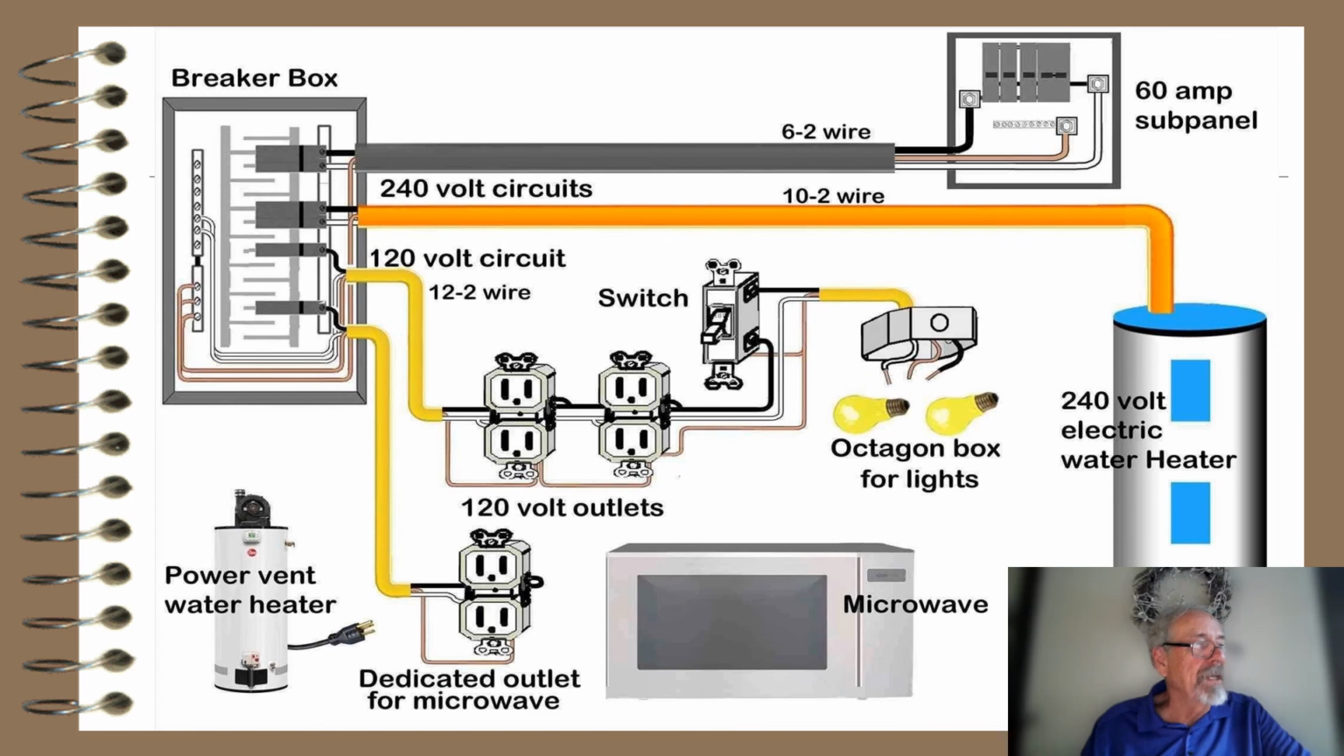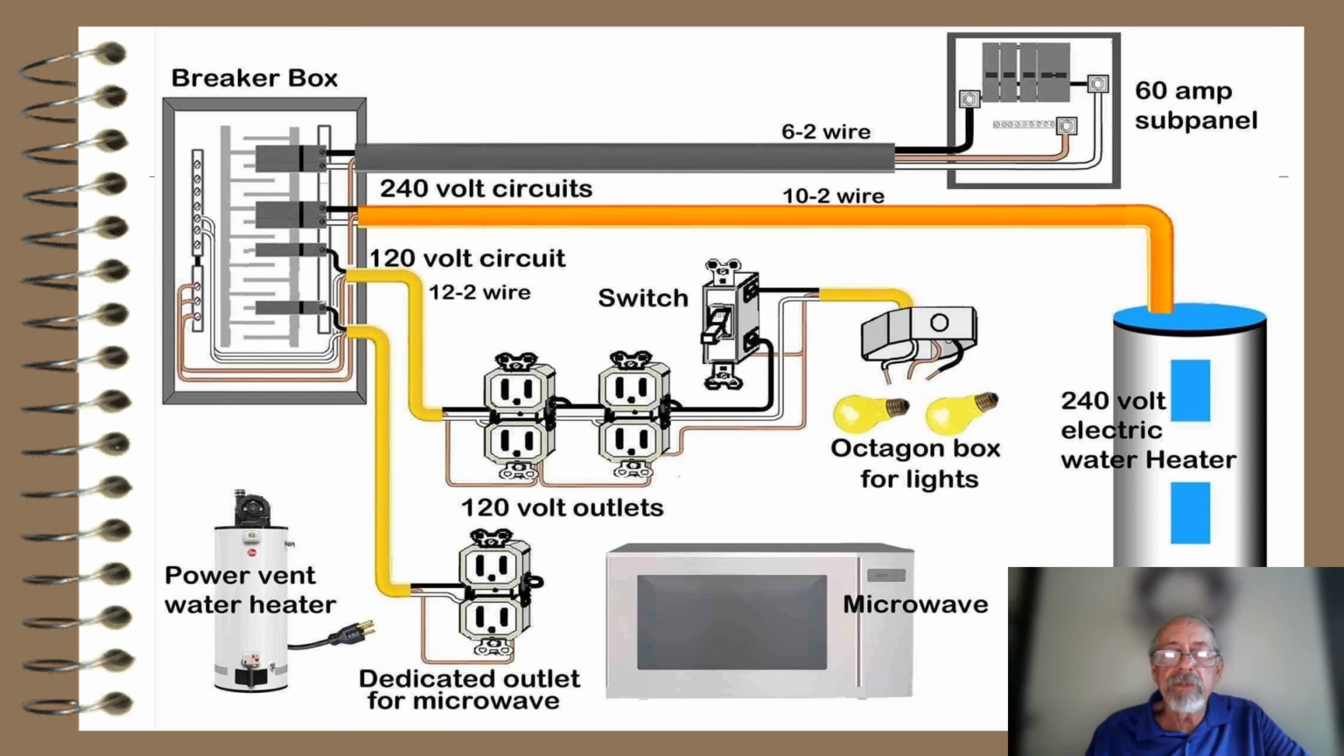And here's a little more detailed look at how you have an outlet or breaker box, as it's called, in the top left, and you have 240 volt circuits and 120 volt circuits. It shows various things like the 240 volts might go to an electric water heater. You might have a 60 amp sub panel. They use the size of wire there, 6-2 they call it, or 10-2, different wire sizes. 12-2 is a 20 amp circuit. 14-2 would be a 15 amp circuit.